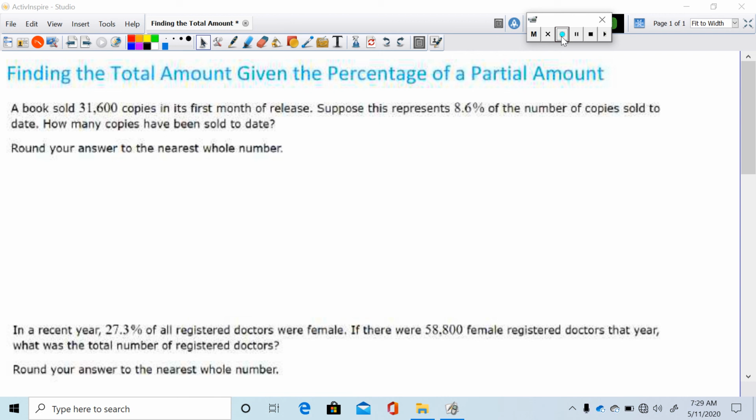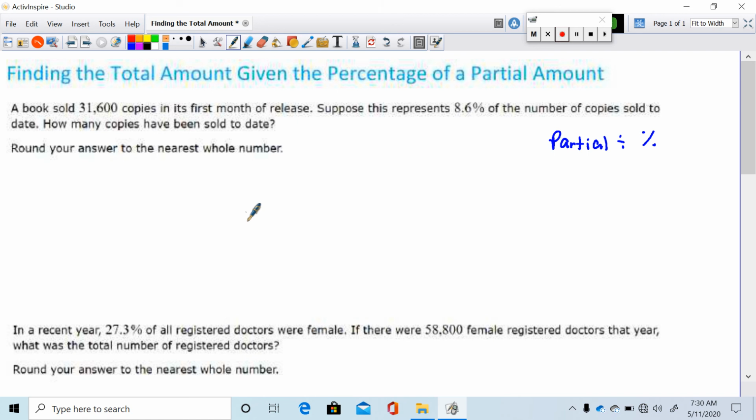Okay, anytime you're given a partial amount, because it's partial, you want to actually divide. So what we're going to do is you always want to do the total divided by the percentage. I'm so sorry, I just said total and I meant partial. You want to do the partial amount divided by the percentage. Let me write that out here. Partial amount divided by the percentage.